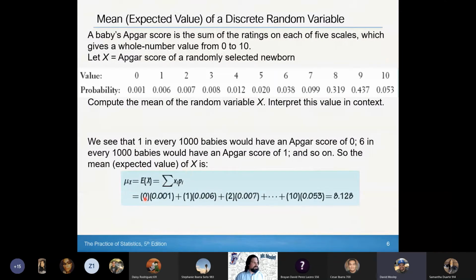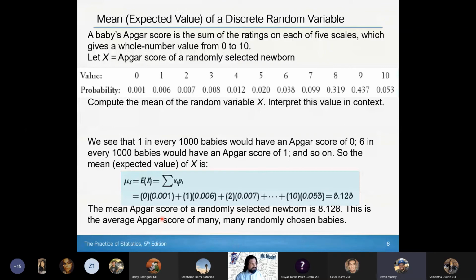we've got our notation up here, it's going to be 0 times 0.001, that value times its probability, 1 times 0.006, again, the value times its probability, plus 2 times 0.007, plus 3 times 0.008, 4, 5, 6, we'll go on until we get to 10 times 0.053, which will ultimately give us the outcome of 8.128. Right, so over many trials of randomly selecting newborns and looking at their APGAR scores, we would have an average or expected APGAR score of 8.128.